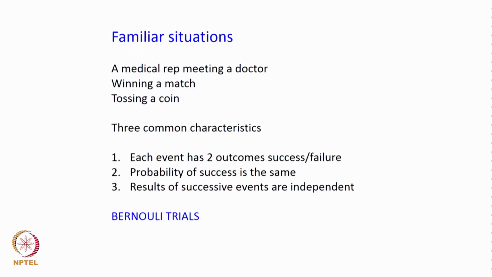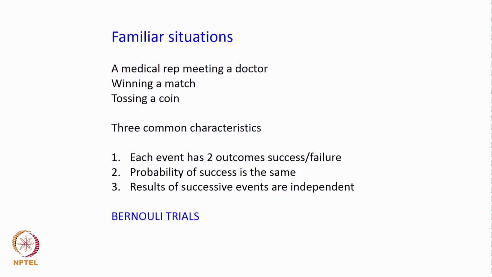Familiar situations could be tossing a coin, which we are very familiar with whenever we study probability. So, the simple question is, if I toss a coin 10 times, what is the probability that I get 4 heads? What is the probability that I get 6 tails? What is the probability I do not get a head at all? What is the probability that I get more than one head, and so on.